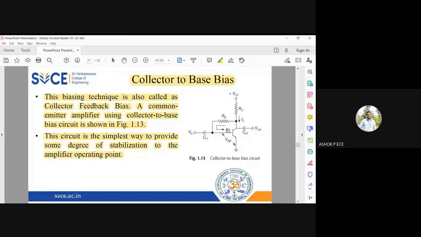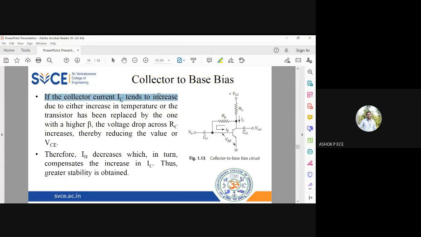So with these small changes, we are finding a good result in the stability factors. The stability factor is going to reduce by a huge amount in that case. See, if the collector current is going to increase with temperature, or the transistor is replaced with a higher beta, this resistance RB will act like a feedback. Usually for a common emitter amplifier, input is base, output is collector. So anything connected between input and output is called the feedback resistor. This feedback is used for controlling the current of your transistor.